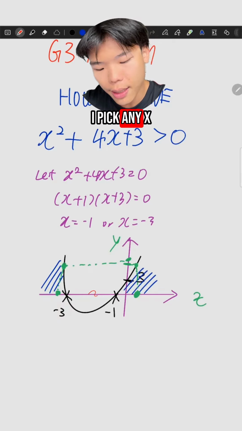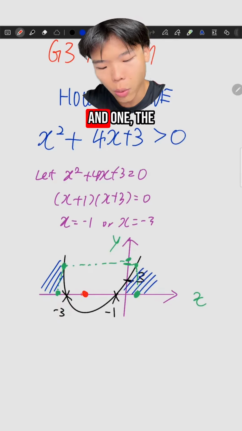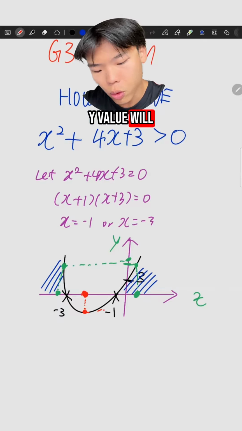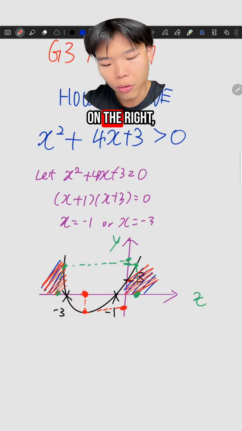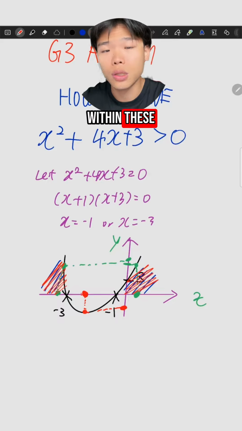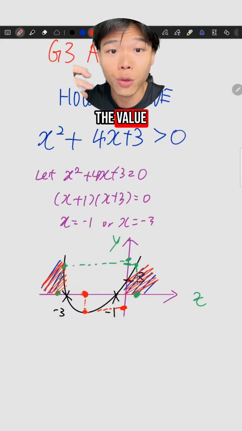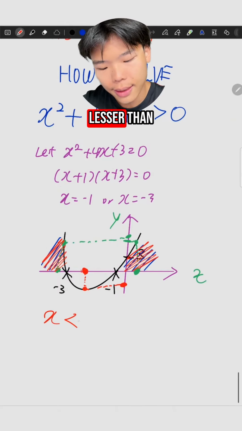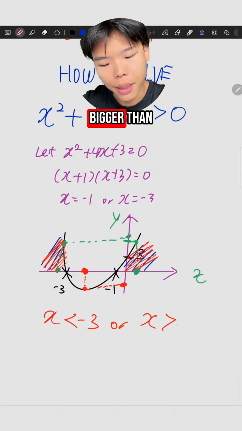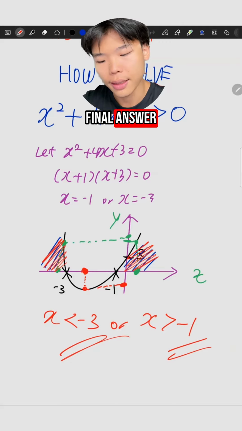Whereas if let's say I pick any x value that is between -3 and -1, the corresponding y value will be negative, as you can see over here. So the region that I want is actually on the left and on the right, because as long as x is within these two ranges, the value that I get will be positive, and therefore our answer will be x is lesser than -3 or x is bigger than -1 as the final answer to this whole question over here.